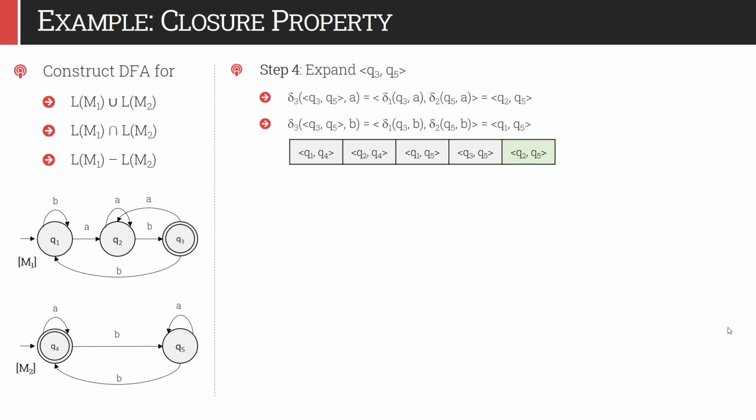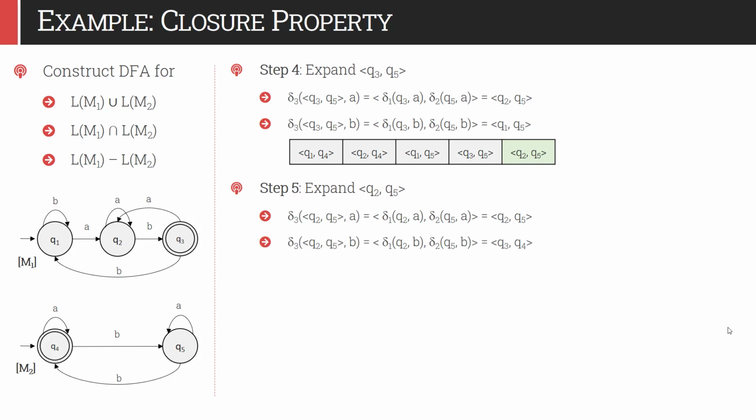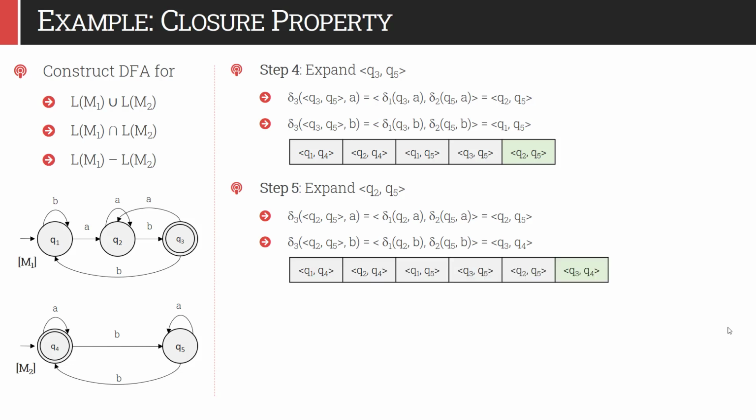The last state we have to process now is the one that is not expanded. So we need to expand Q2 Q5. Let us read A from that. It leads us to the same state Q2 Q5. So there will be a self loop. And when we read B, it generates Q3 Q4, which is not in Q. It means it is a newly generated state. So we need to add it into the Q. And we will expand that state Q3 Q4.